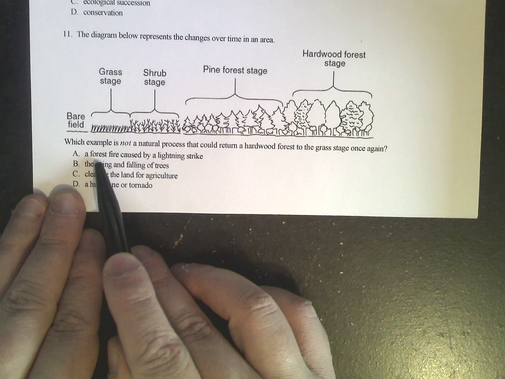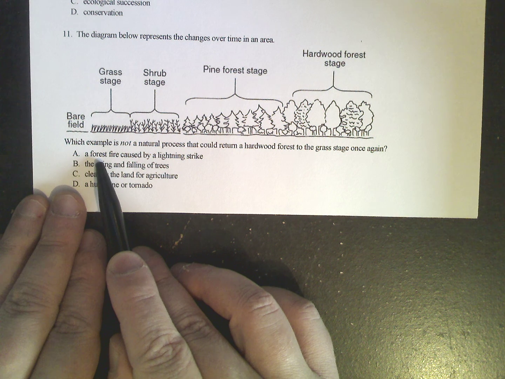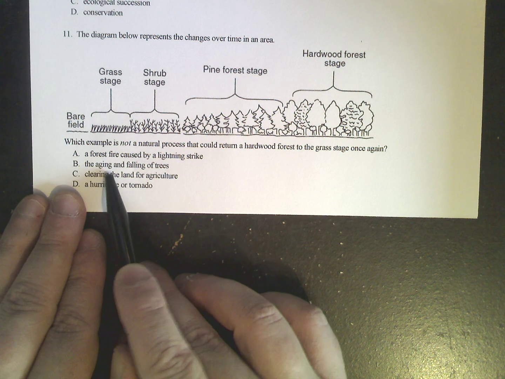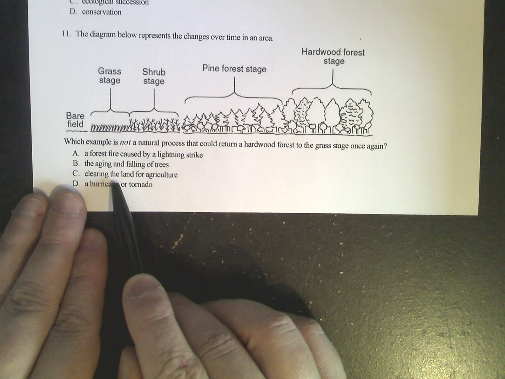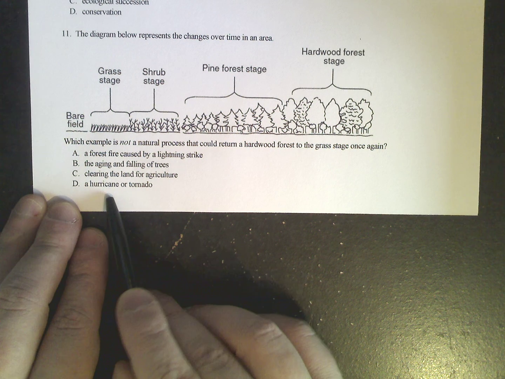A, a forest fire caused by a lightning strike. B, the aging and falling of trees. C, clearing the land for agriculture. Or D, a hurricane or a tornado.